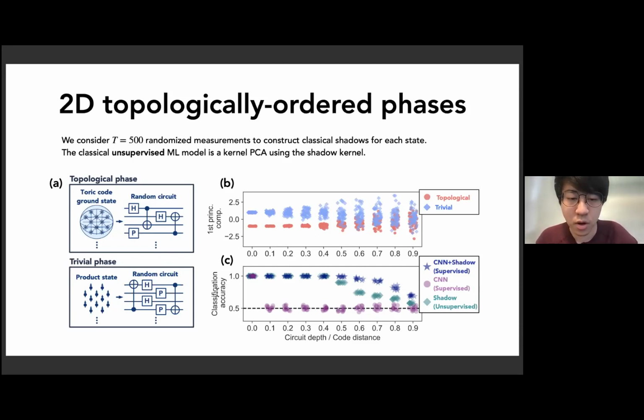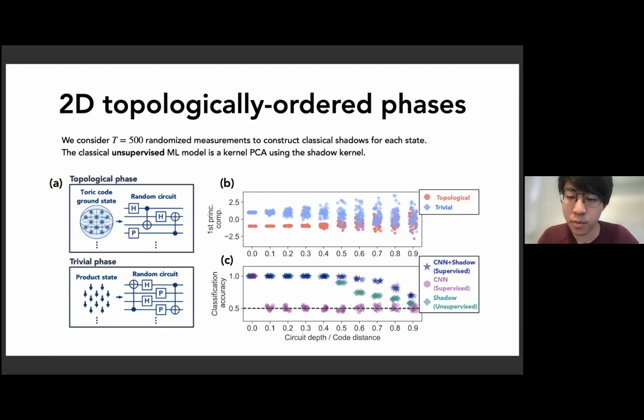In figure C, we show the classification accuracy. That is, we look at when it's being clustered, how well does that perform? We also compare it to some other methods, in particular, convolutional neural network. So here, the green points consider the result for using this shadow kernel, which is an unsupervised method. It doesn't require any labeled training data.